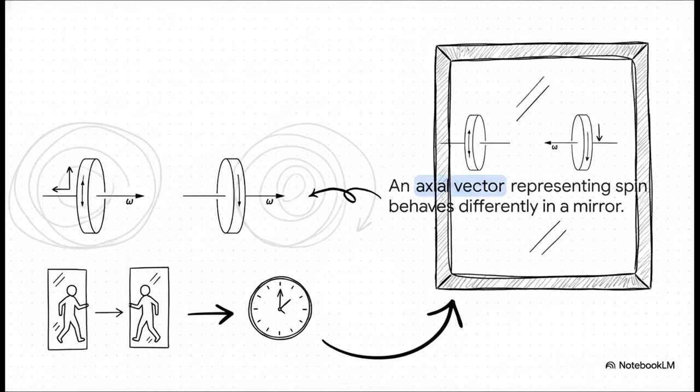But watch what happens when we introduce rotations. Look at this spinning wheel. If it spins clockwise, the mirror image spins in a way that perfectly matches the physical motion. But the mathematical arrow we use to describe that spin, which is called an axial vector, doesn't flip the same way a standard spatial step does. It's an artificial mathematical construct, and it behaves completely differently in the mirror world.